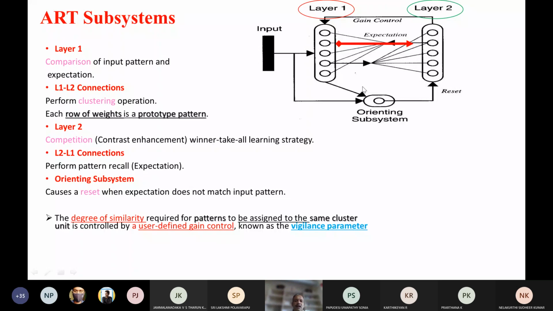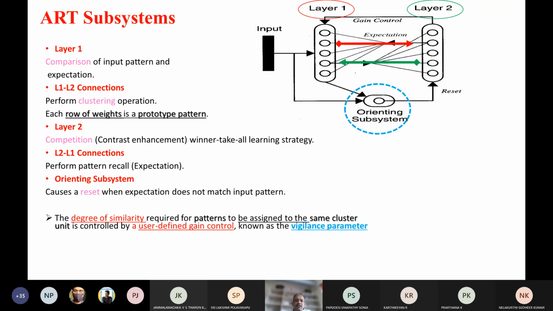Then layer 2 is a competitive layer. This green color is nothing but a competitive layer with a winner-take-all learning strategy. Here you also have weight connections from L2 to L1, which perform a pattern recall, that is nothing but the expectations. Then again we have an orientation subsystem, that is your reset module, which is used when the expectation does not match the input. That is where the reset module works.